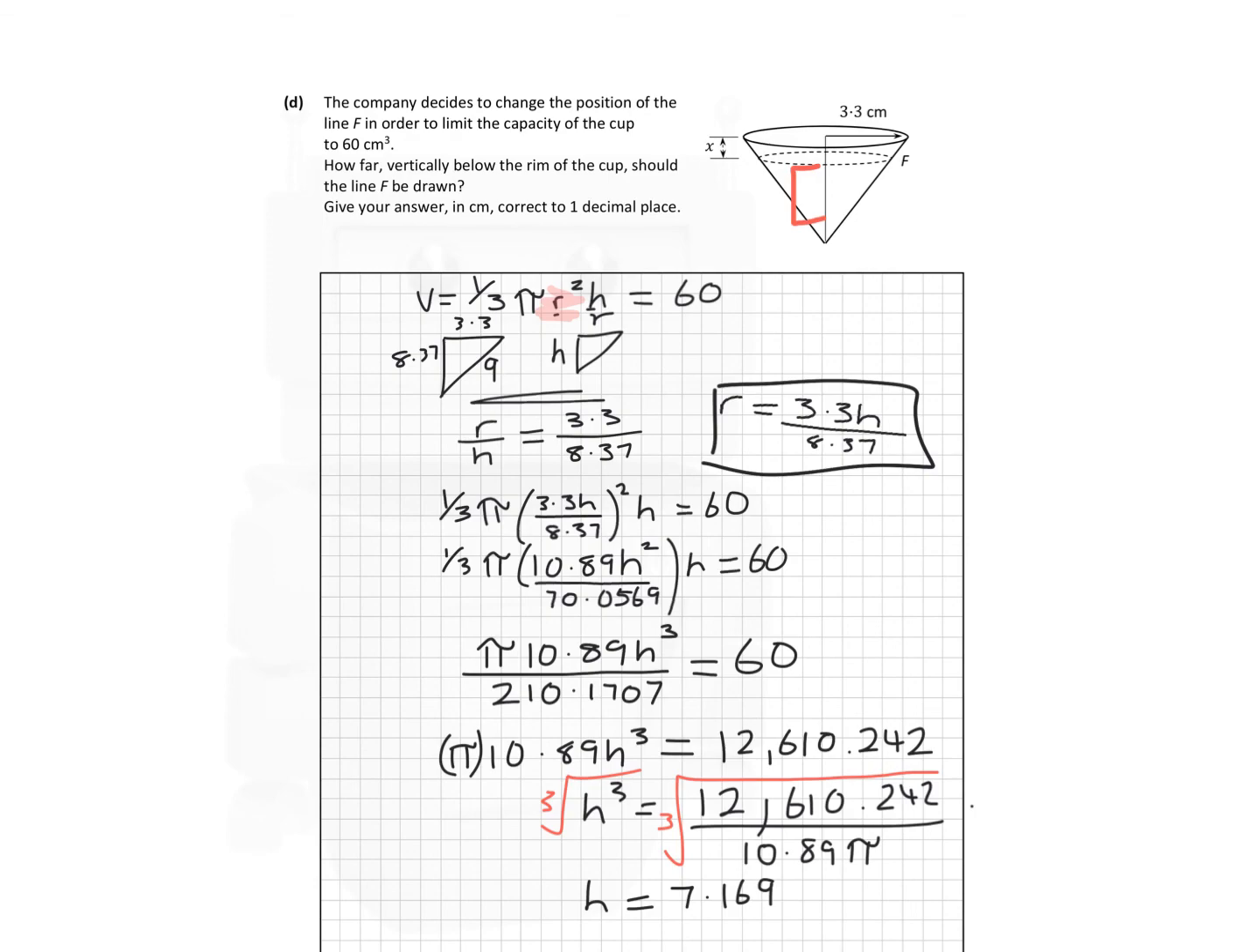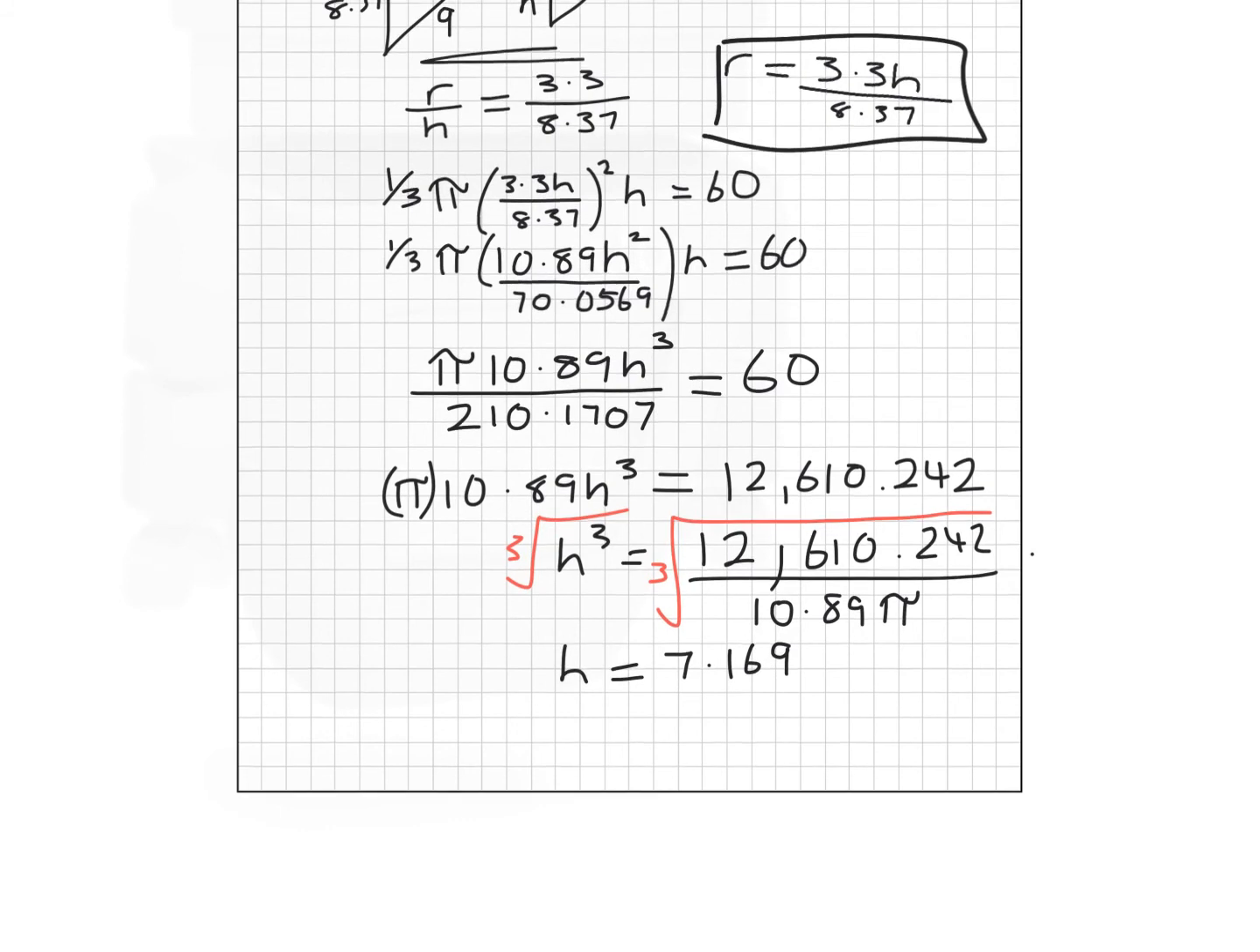Now just remember that h refers to this height here. We want to find x. So for the last part of this, I'm going to need to take 8.37 minus 7.169 to get what x actually is, which is going to be 1.2, and that's centimeters.